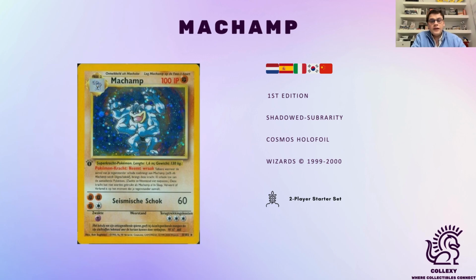Last but not least, the final variation of Machamp. This one was printed in Dutch, Spanish, Italian, Korean, and in Chinese. These were printed in a Cosmos holofoil finish instead of the Starlight holofoil. And for the rest, they are very similar to the previous version, where they are printed in first edition, Shadowed, Suprarity, but they do have the Wizards of the Coast copyright years of 1999 to 2000, and these could also be found in the two-player starter set of the languages in which they were printed.